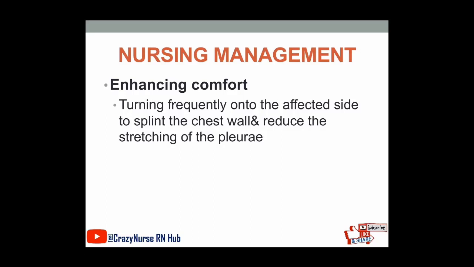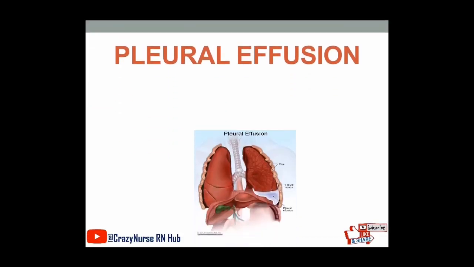We have to enhance comfort by way of turning our patients frequently onto the affected side to splint the chest wall and reduce the stretching of the pleurae. The nurse also educates the patient to use the hands or a pillow to splint the rib cage while coughing. Now let's proceed to pleural effusion.